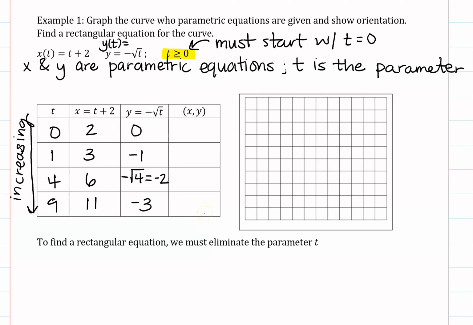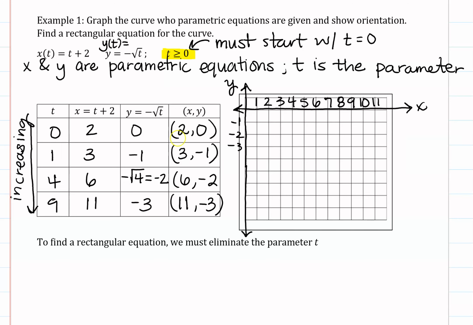In the last column, I'm just going to make a note of the ordered pairs that we found. When t was 0, we got the ordered pair 2, 0. That's from the x value of 2 and the y value of 0. When t was 1, we got the ordered pair 3, negative 1. When t was 4, we get 6 as our x-coordinate and negative 2 as our y-coordinate. And then finally, when t was equal to 9, we get 11 as our x-coordinate and negative 3 as our y-coordinate. So now I'm going to head over to this coordinate system here, and I'm going to plot these points.